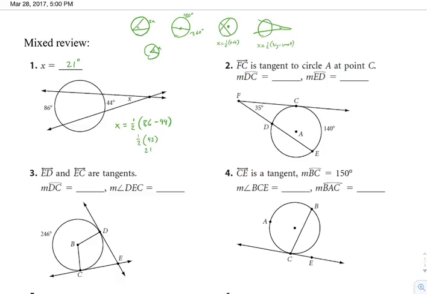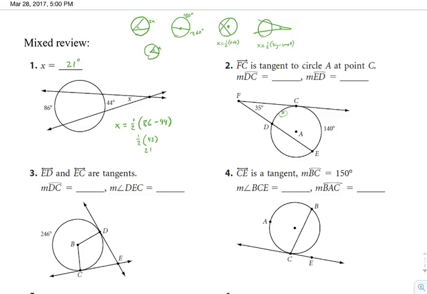Okay, on the next one, oh, again, I see the spotlight here. I'm not even going to look at what it's asking for. I'm going to use this spotlight to find this arc here, x. And then after I do that, I'm going to notice that I have a whole circle of 360 degrees. So once I know x, I can subtract x and 140 from 360, and I can find this last piece over here. And I just see that it's asking for arcs. I don't even know which arcs yet, but I'll just find them all.